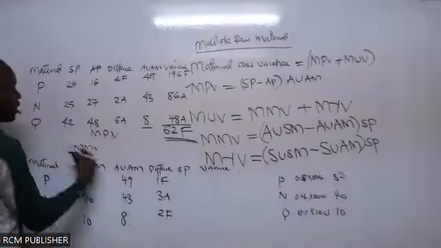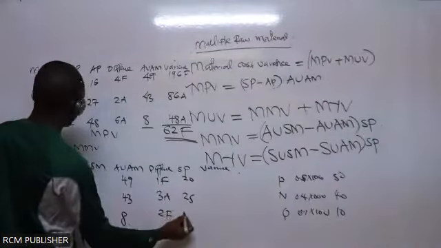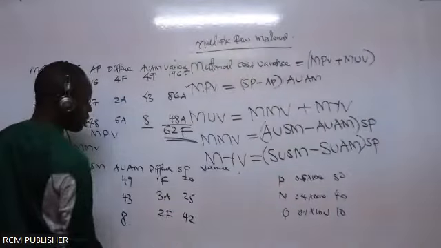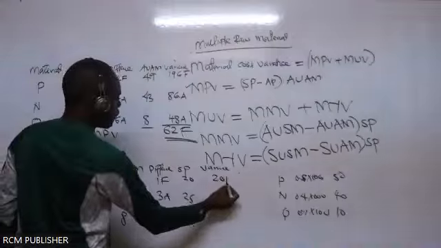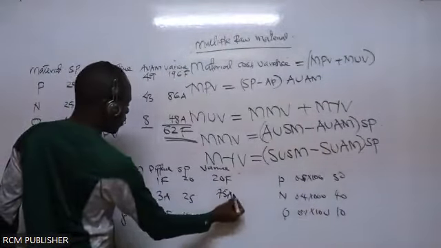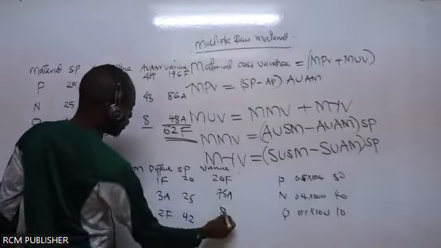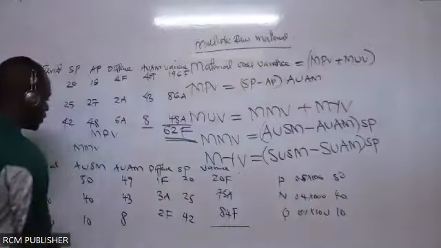Standard price, we have it up here. You copy and paste. Variances now. 1 times 20 will be 20F. 3 by this will be 75A. 2 by 4 will be 84F.